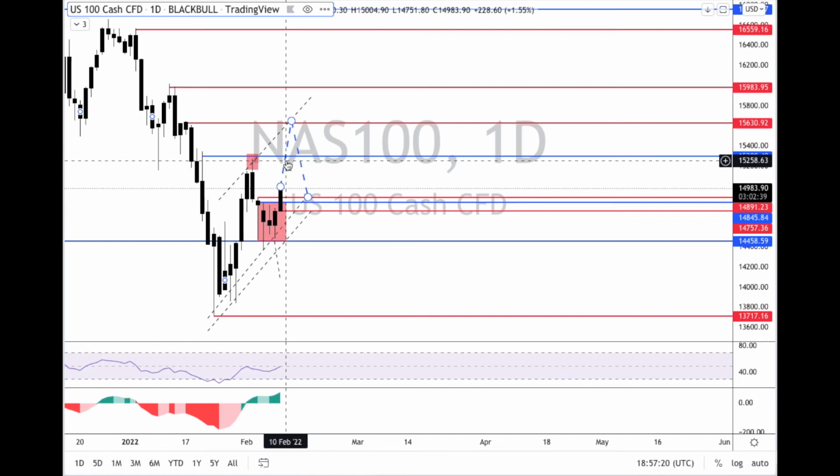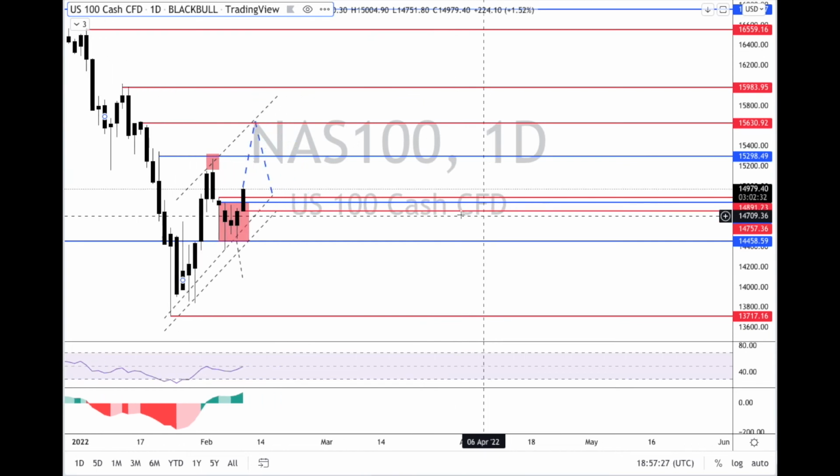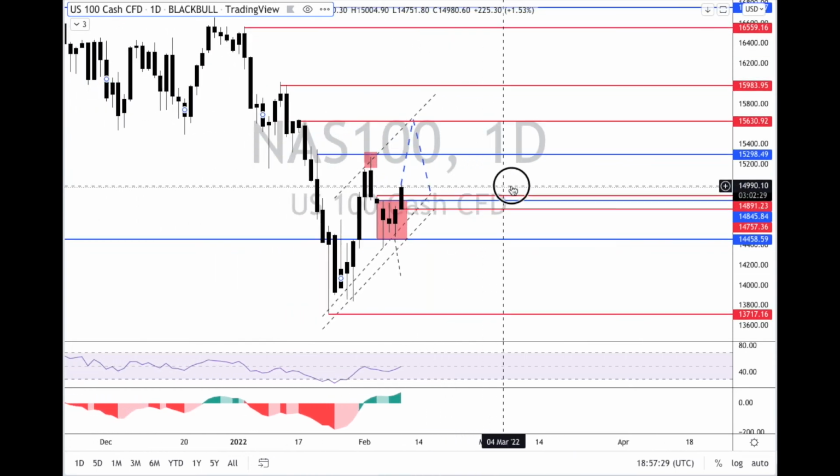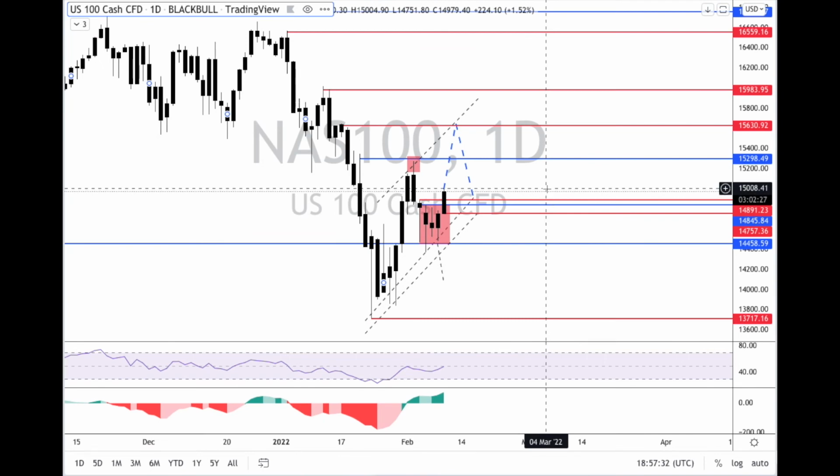How it pushes up, that's the £1 million question. But I think it's gonna keep pushing up, and I think this is looking pretty solid. Pretty solid in my opinion. It's looking pretty solid, right?